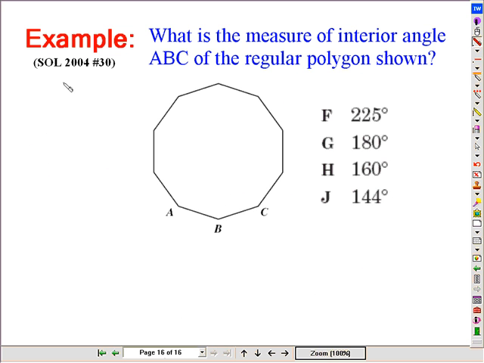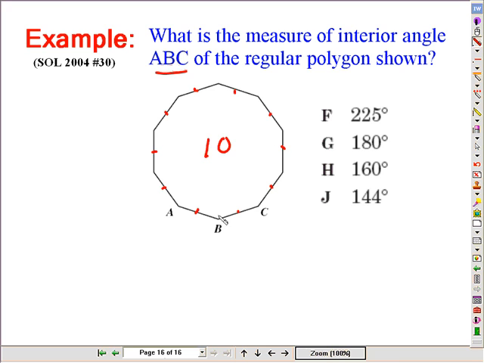Here's yet one more SOL example, that is in 2004, number 30, stated what's the measure of the interior angle ABC of this polygon shown. So with the procedure I showed you, our first step would be, well, how many sides do we have here? 1, 2, 3, 4, 5, 6, 7, 8, 9, 10. So we actually have a decagon.